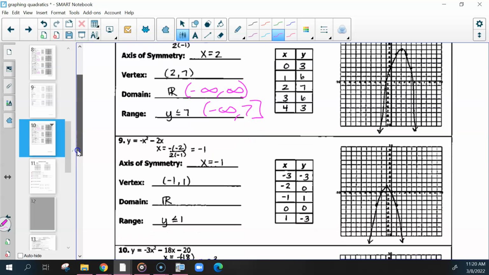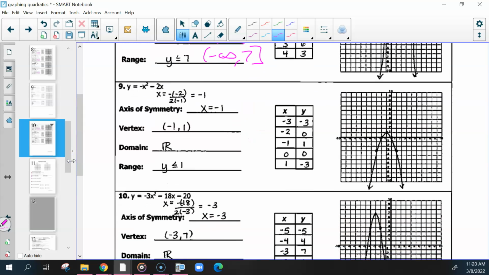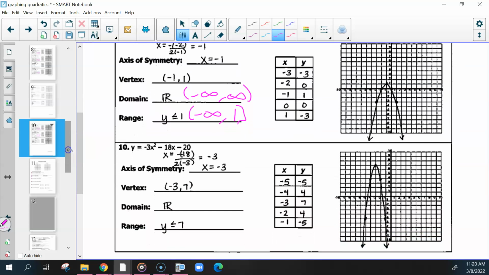Number 9, axis of symmetry was x equals -1. Vertex was -1, 1. Domain was the same. And range was negative infinity to positive 1. Have any questions on 9?